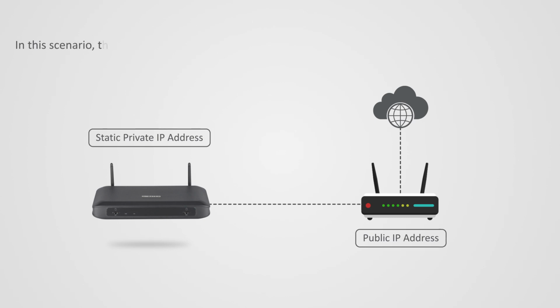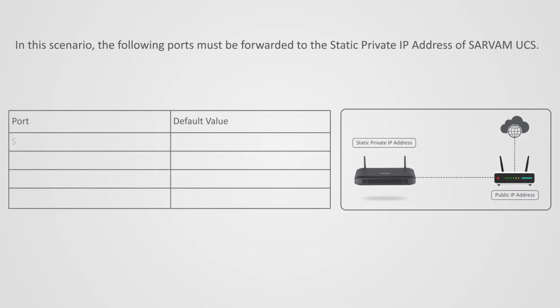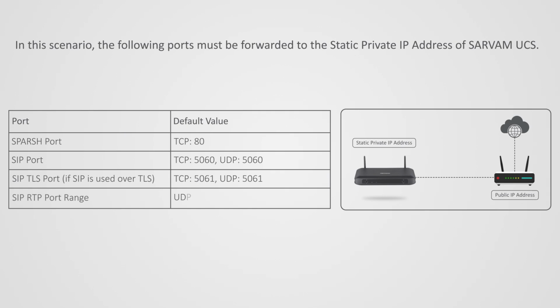In this scenario, the following ports must be forwarded to the static private IP address of SARVAM UCS. SPARSH port TCP 80, SIP port TCP 5060, UDP 5060. SIP TLS port, if SIP is used over TLS, TCP 5061, UDP 5061. SIP RTP port range, UDP, 8000 to 8400.